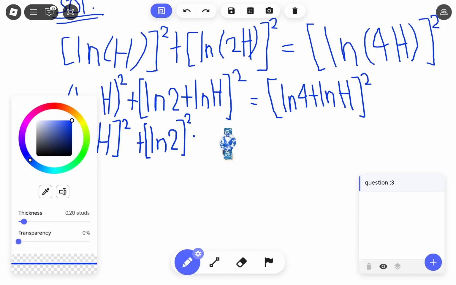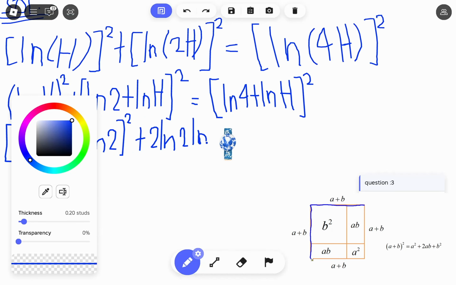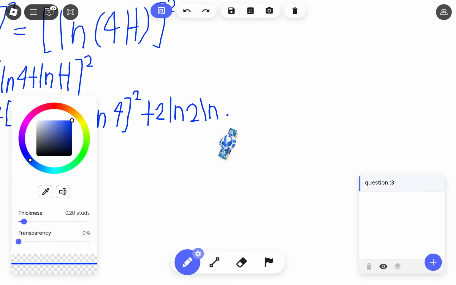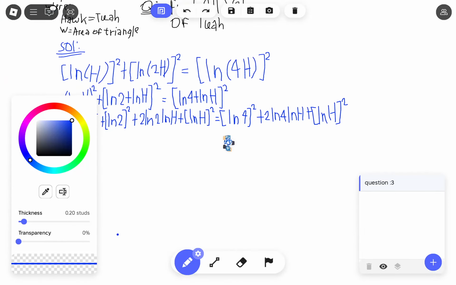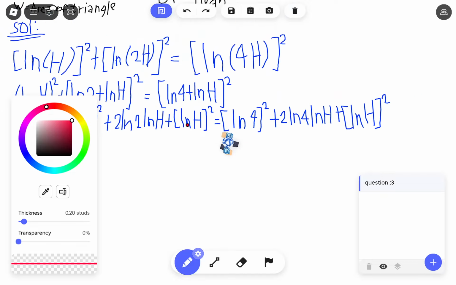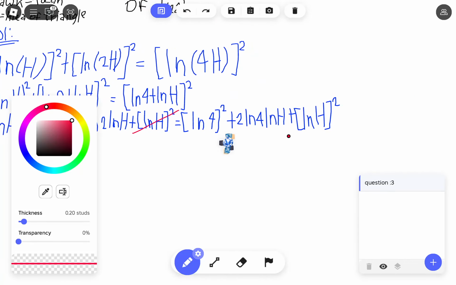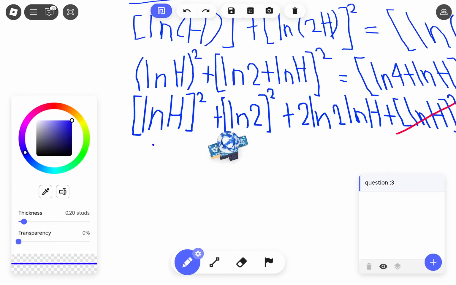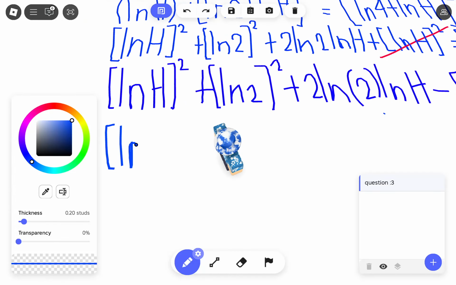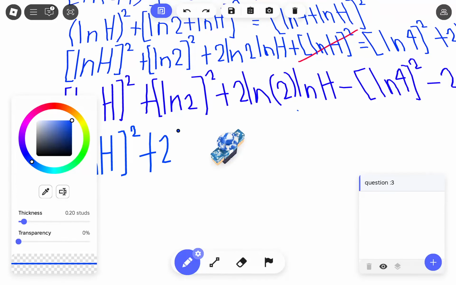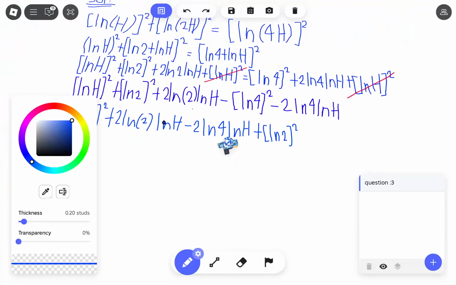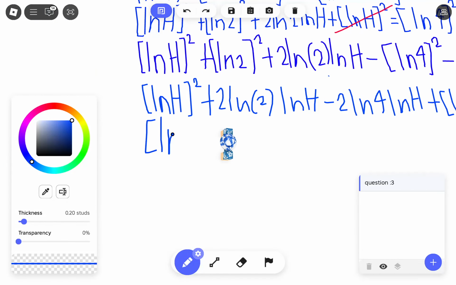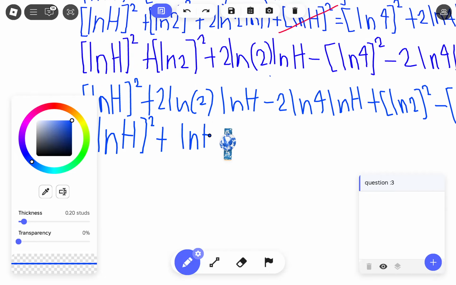Now we'll use the distributive property to expand the squared terms. Since there is natural log of H squared on both sides, we can subtract natural log of H squared on both sides to eliminate it. Here, I will move the terms with H to the left to make things easier to simplify. Now I'll factor out natural log of H here.